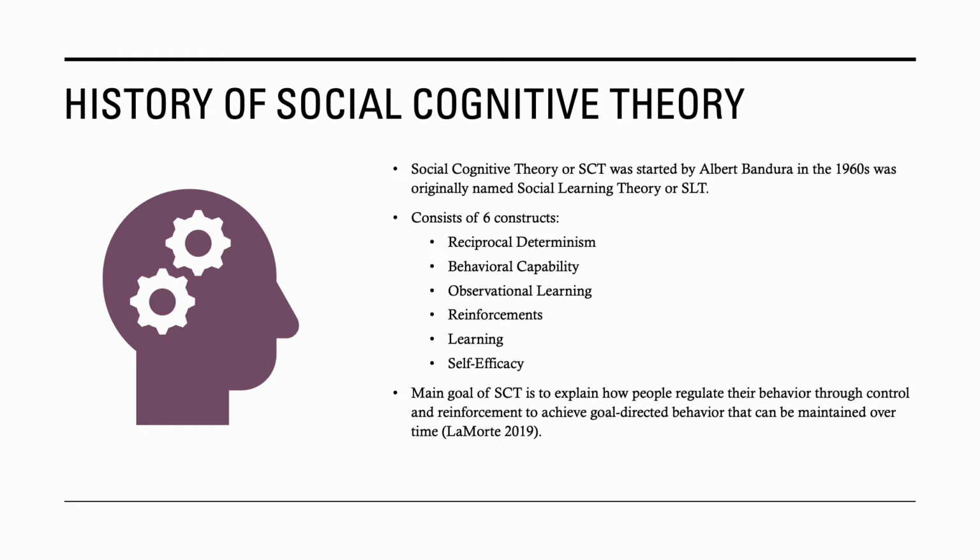self-efficacy. Social cognitive theory is unique in that it considers the way in which people acquire and maintain a behavior. Social cognitive theory also takes into account the social environment in which a person performs a certain behavior. The main goal of social cognitive theory is to explain how people regulate their behaviors through control and reinforcement to achieve goal-directed behavior that can be maintained over time.